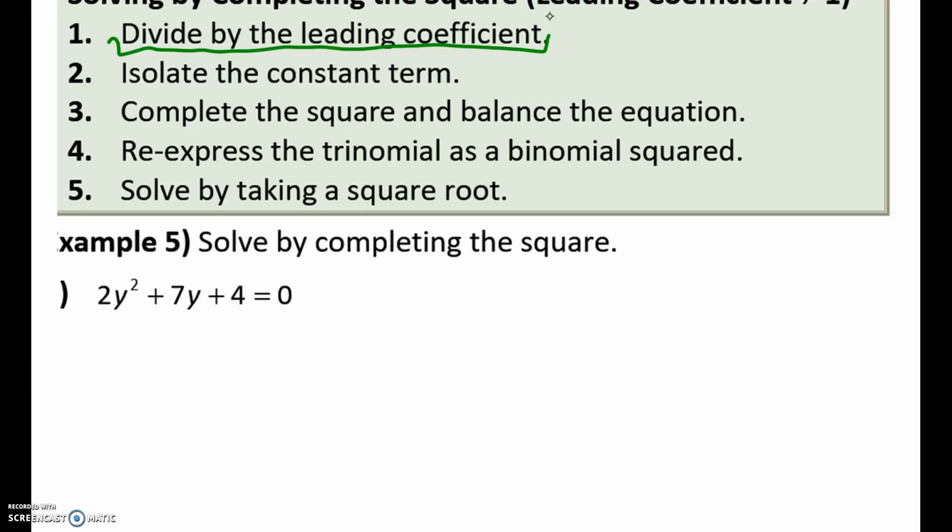Isolate the constant term, complete the square, balance the equation, make it a binomial squared, and solve by taking the square root. It's the same process, just you do a new first step. So my first step is divide everything in here by 2. So I get y squared plus 7 over 2y plus 2 equals 0.